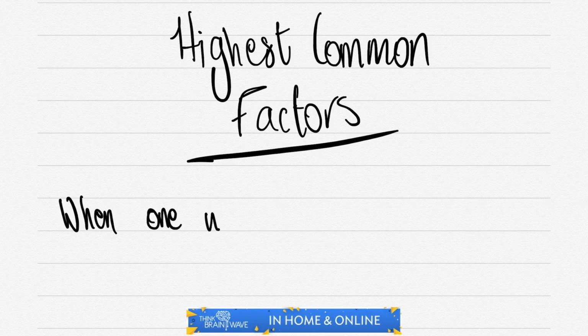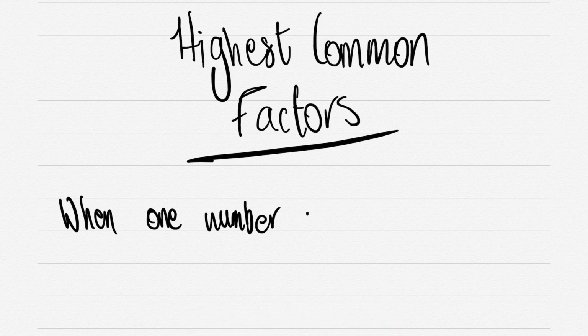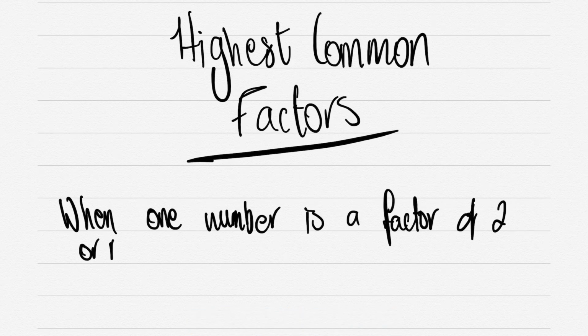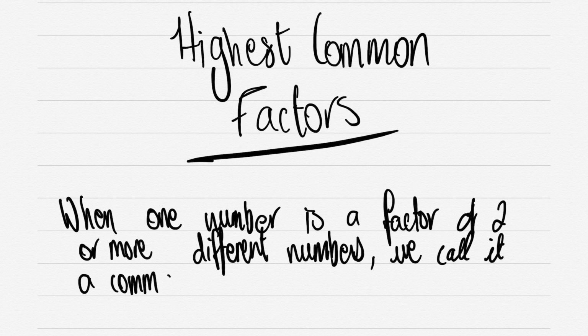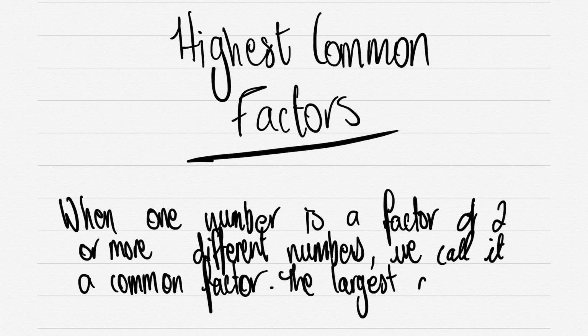It's very important to understand that highest common factors are not the same as lowest common multiples, and although the processes are similar, they are different. To find the highest common factor: when one number is a factor of two or more different numbers, we call it a common factor. The highest common factor is naturally the highest number that is a factor of two or three different numbers.